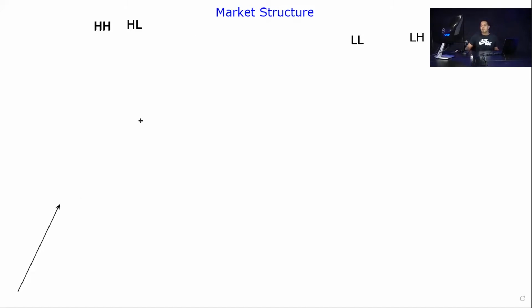So as we all know, the market moves in three main directions: up, down, and sideways. The sideways being consolidation or a ranging market, and up and down being an uptrend or downtrend. Uptrends are made of higher highs and higher lows, and downtrends are made of lower lows and lower highs.